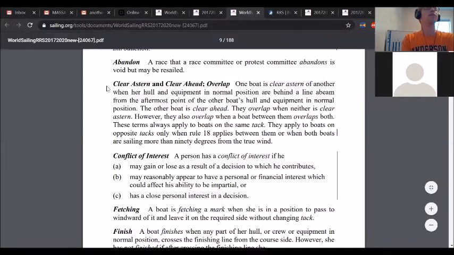So let's look through this definition: clear stern and clear head; overlap. So we're actually defining what clear stern and clear head is. Let's read through this. One boat is clear stern of another when her hull and equipment in normal position are behind a line of beam from the aftermost point of the other boat's hull and equipment in normal position.